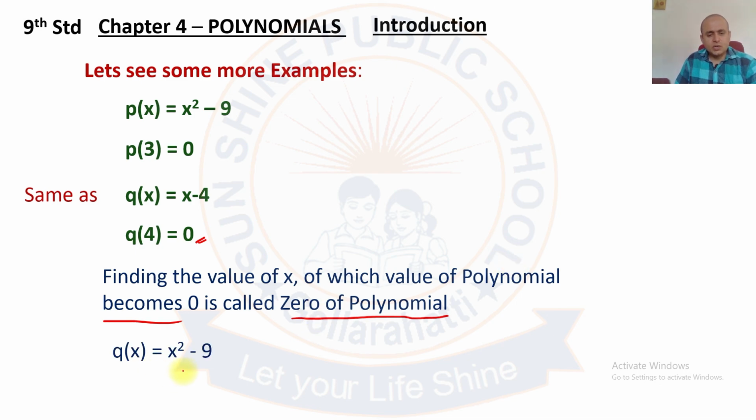Here p of x is equal to x square minus 9. The 3 is the zero of p of x. If you take the value of x as 3, then it will become 0. Therefore we will call it a zero of the polynomial. 3 is called a zero of the polynomial in this example.